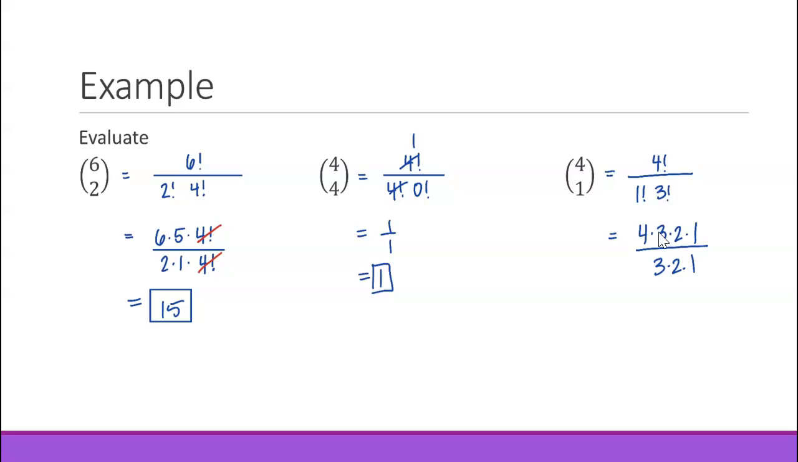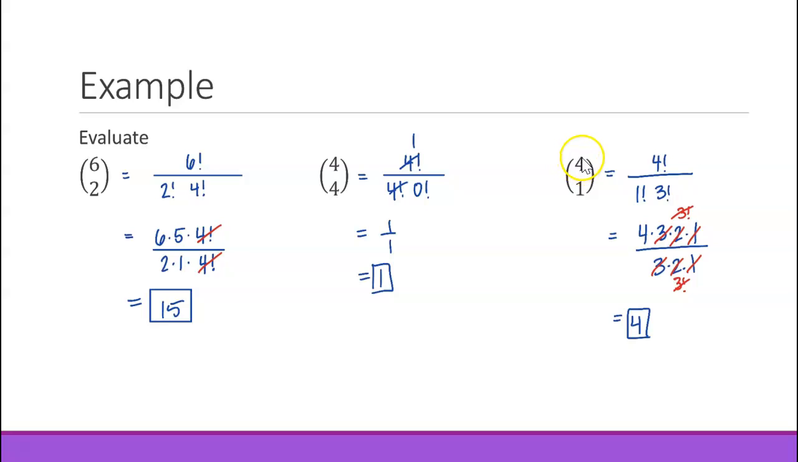So the 3 times 2 times 1 on the top and on the bottom are going to cancel, because essentially that's 3 factorial, 3 factorial. That's why we canceled those out. So all we have left is 4 on the top, right? 4 over 1, so we just have 4. And again, that was that helpful tip to remember.